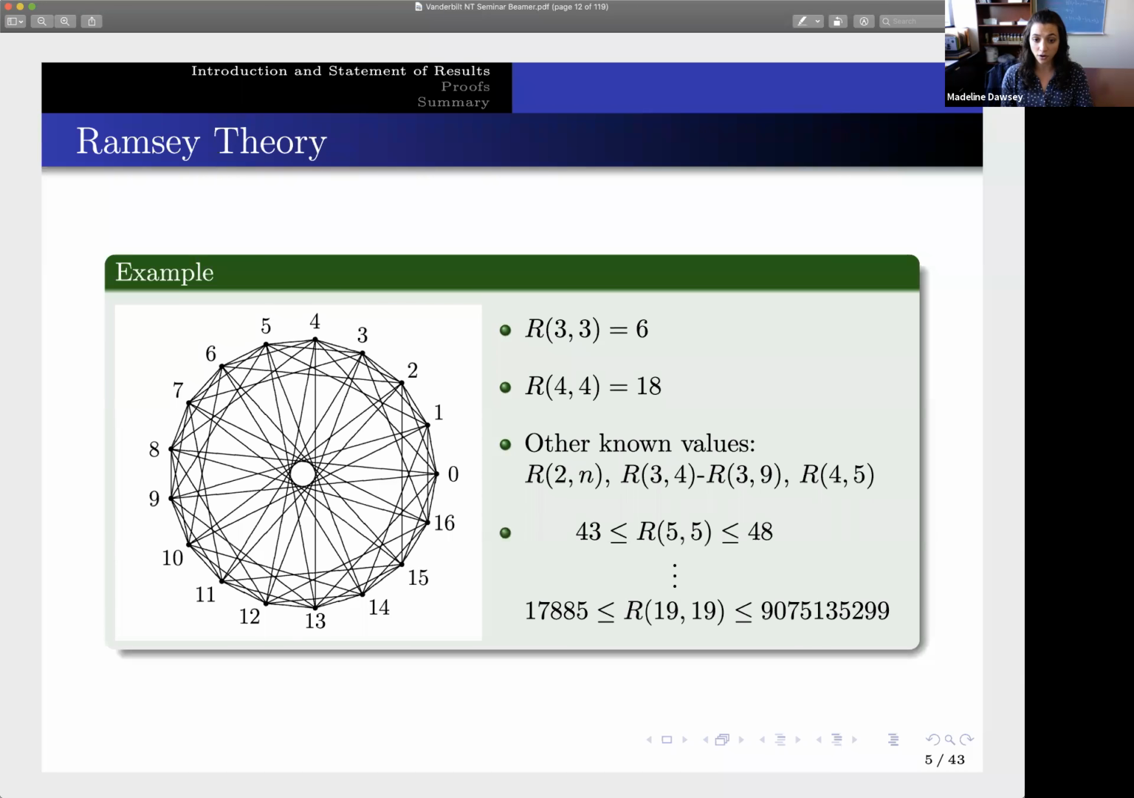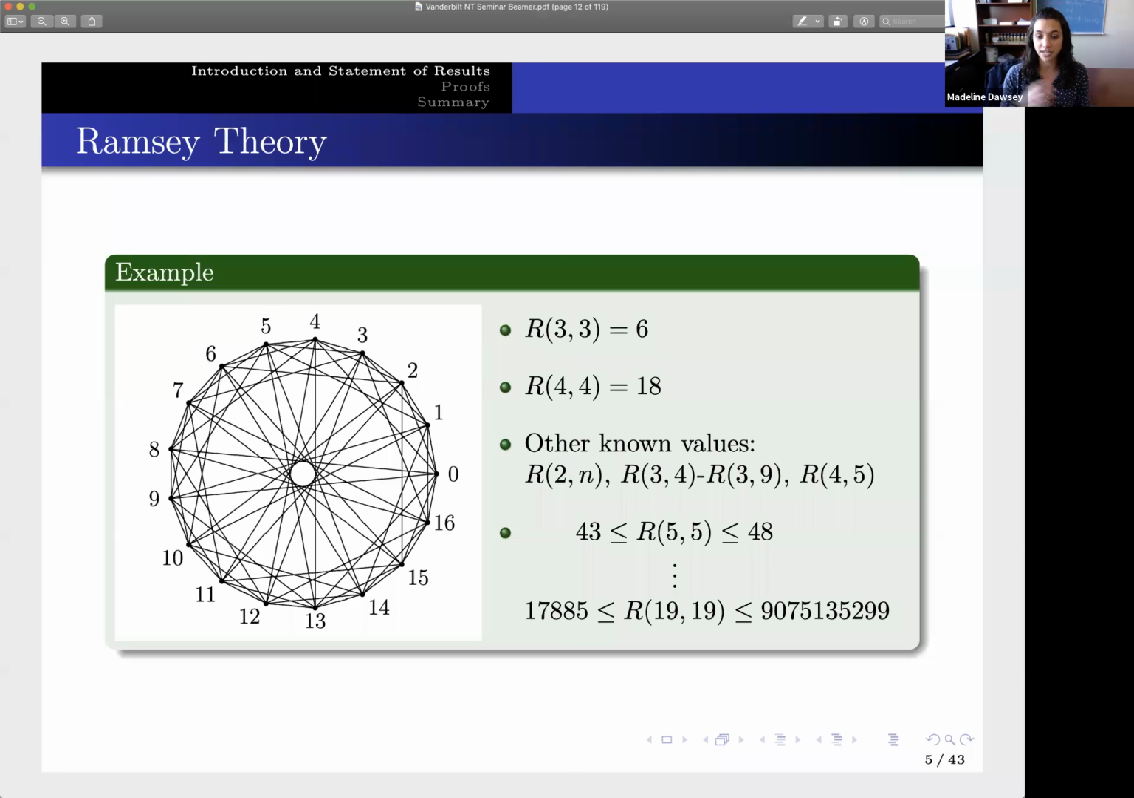And other than that, all we know, especially for these diagonal Ramsey numbers that we care the most about, R(5, 5) up to R(19, 19), those are known as ranges. So we don't actually know the values of those Ramsey numbers. We only know that they live in some range. And so the lower bounds usually come from something like what I've talked about already. You find a graph with a certain number of vertices that doesn't have a complete subgraph of some order. And that's going to be a lower bound.